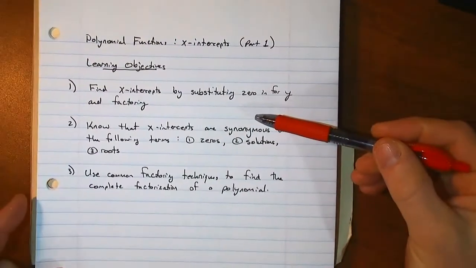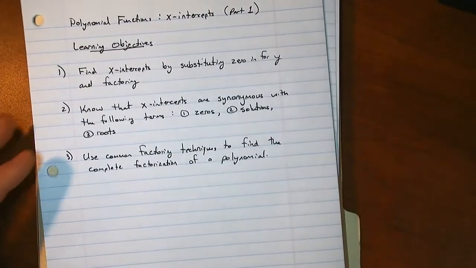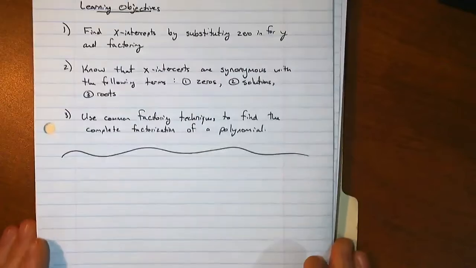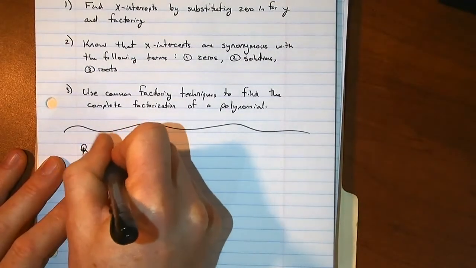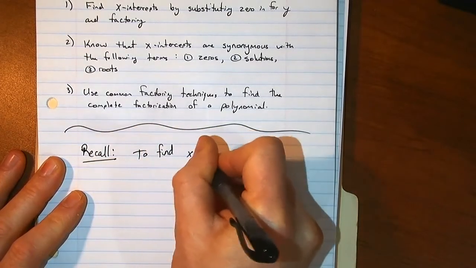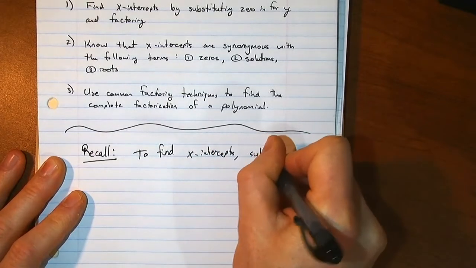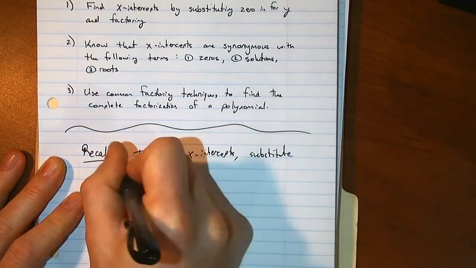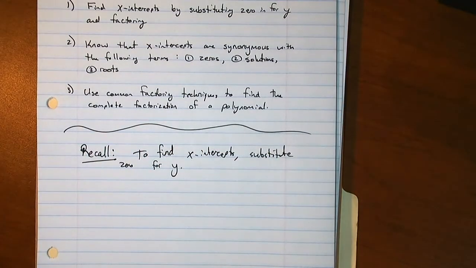Okay, so this really becomes the first learning objective that we talked about. The way that we find y-intercepts is by plugging in 0. I'm sorry, the way we find x-intercepts is by plugging in 0 for y. And so this, I'm just going to say recall because we have talked about this before. So to find x-intercepts, substitute 0 for y.